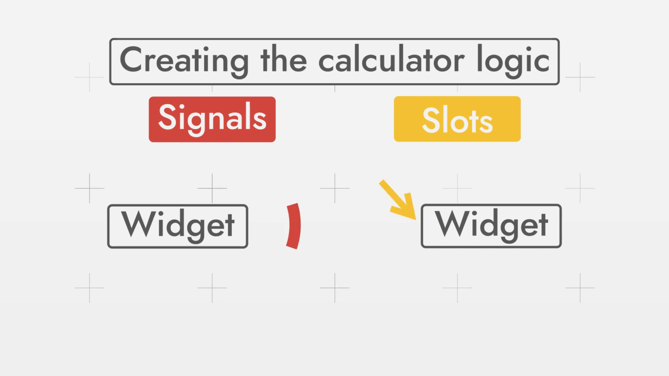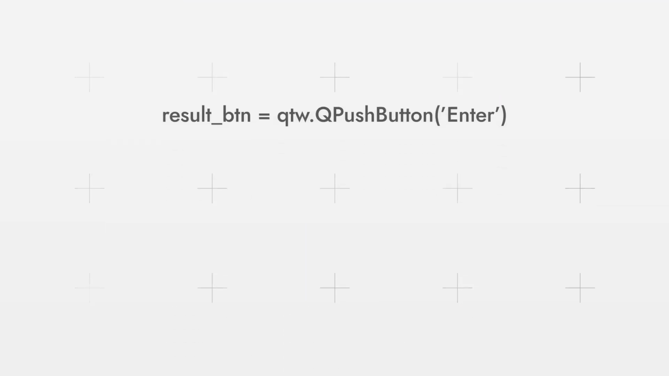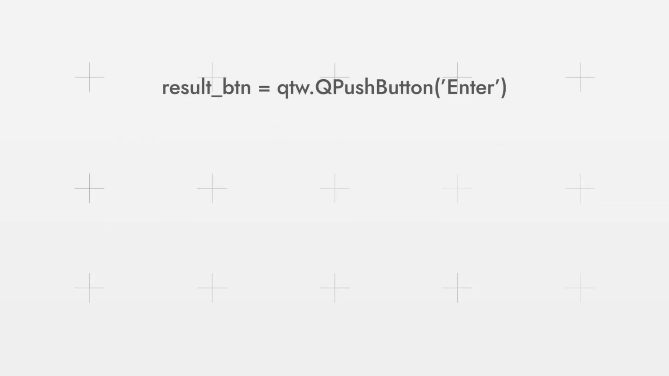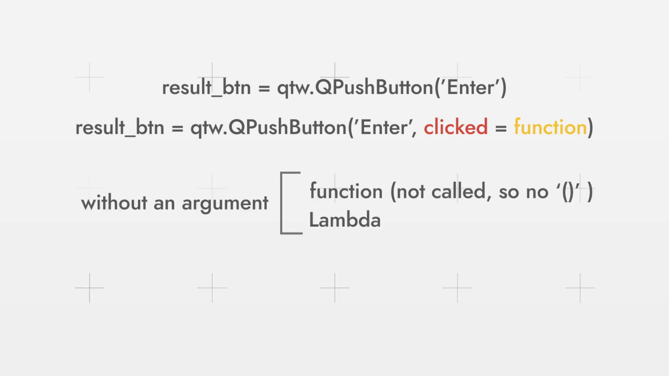The only signal I will use is called clicked, which is emitted when a button is pressed. And every single button will be able to send that one. I will also only have a single slot, and that is for the text field to change its text depending on what button is pressed. For a simple example, here's the result button. If I wanted to emit a signal when pressed, I will need to use an argument called clicked, and what I assign needs to be a function. And to be clear here, I assign the function itself. I do not call it, so no brackets after it. For simple things, we could either create a function without parameters or use a lambda.